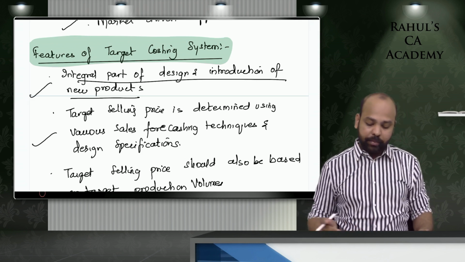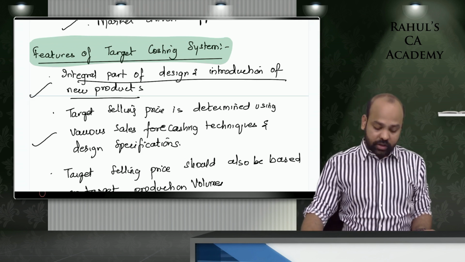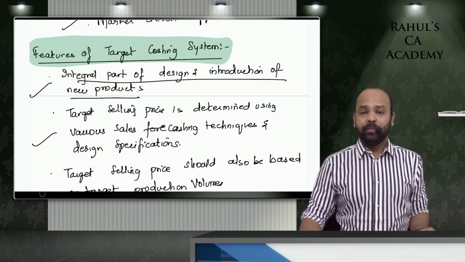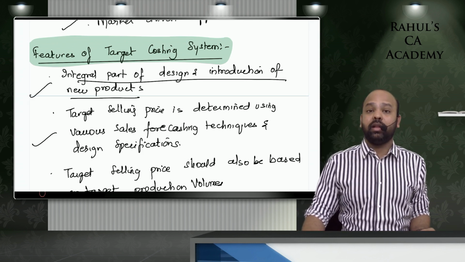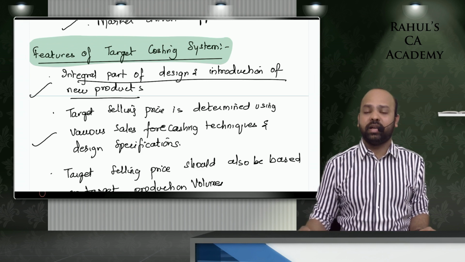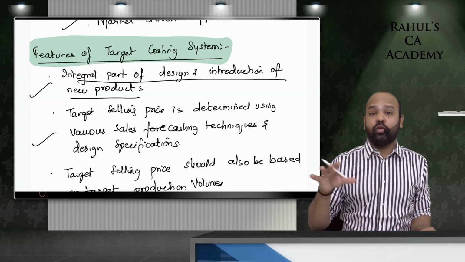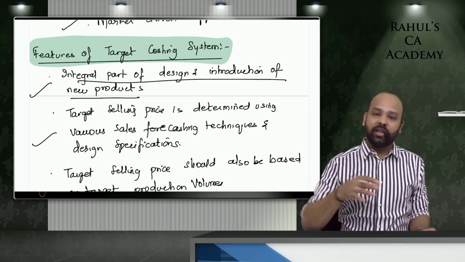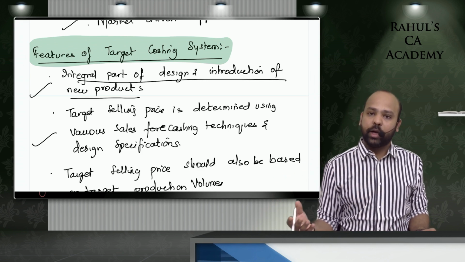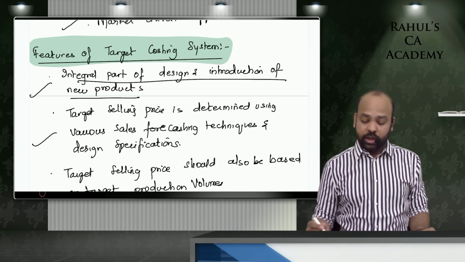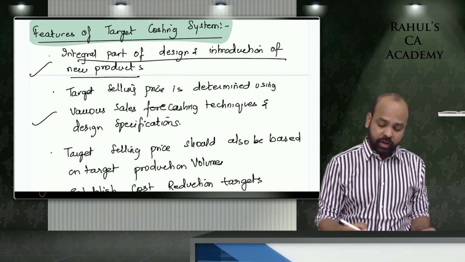The target selling price is determined using various sales forecasting techniques and design specifications. That might involve estimating the likely price. You might implement pricing decisions also. Okay, at this particular price, what is the quantity that the market will absorb? At this price, what is the quantity that the market will try to absorb? So using sales forecasting techniques and design specifications, you will implement target price.